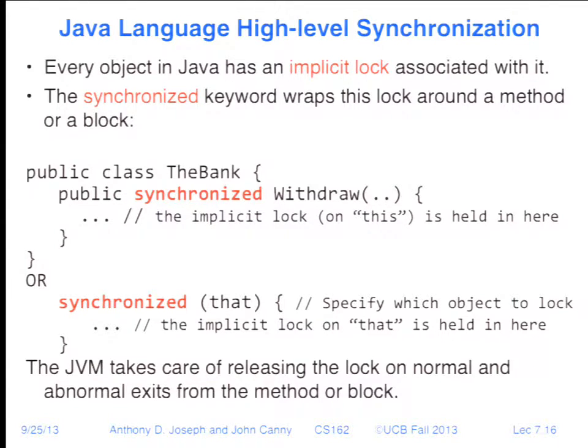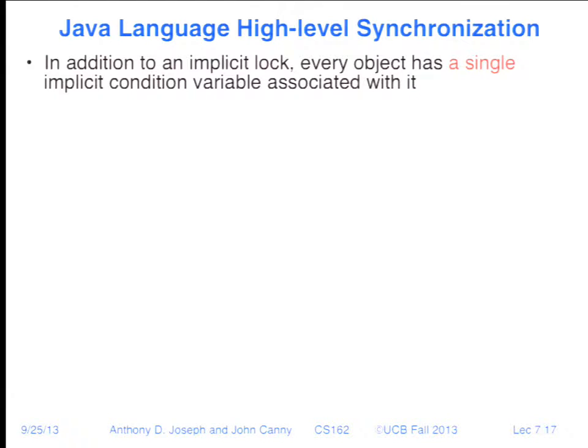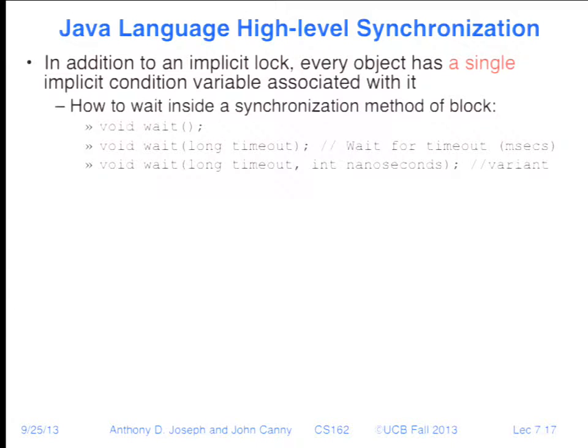All right. And so in Java, the virtual machine's taking care of allocating and releasing the lock on normal and abnormal exits, which is very nice. So in addition to the implicit lock, there's a single implicit condition variable associated with it, and that allows you to implement waiting and signaling or notifying very easily.